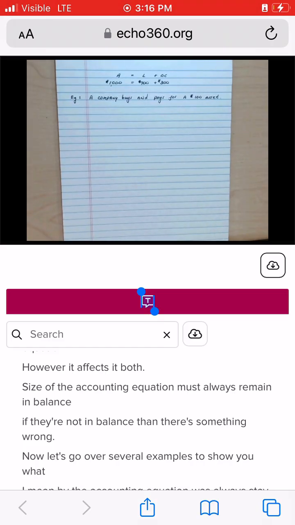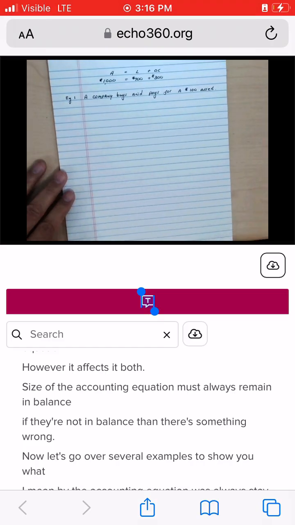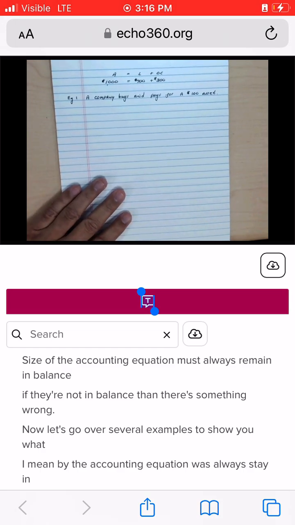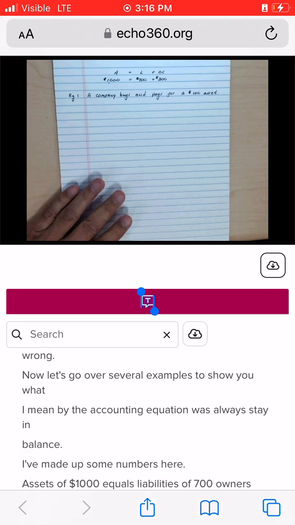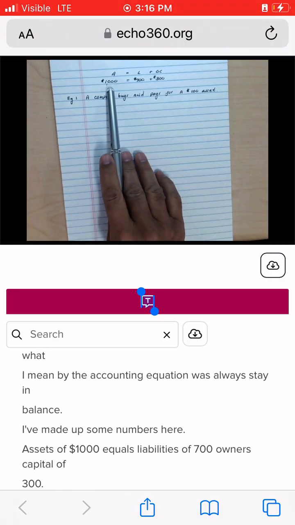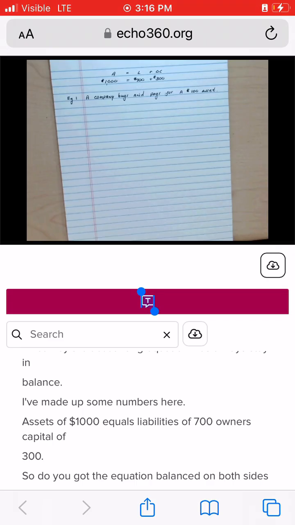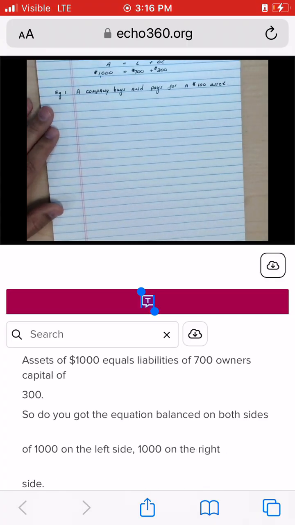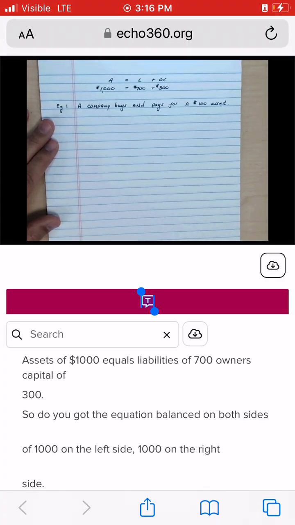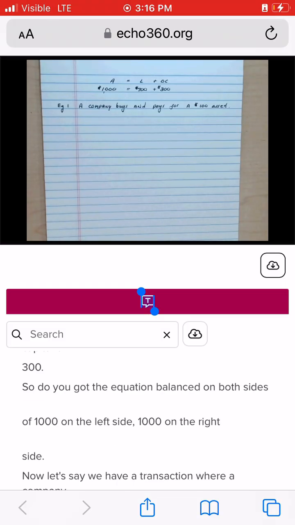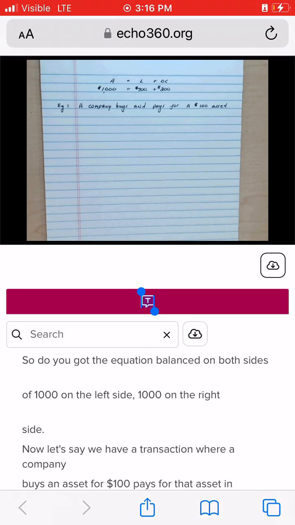I've made up some numbers here. Assets of $1,000 equals liabilities of $700 and owner's capital of $300, so that you got the equation balanced on both sides, 1,000 on the left side, 1,000 on the right side. Now, let's say we have a transaction where a company buys an asset for $100 and pays for that asset in full. How does this affect the accounting equation?